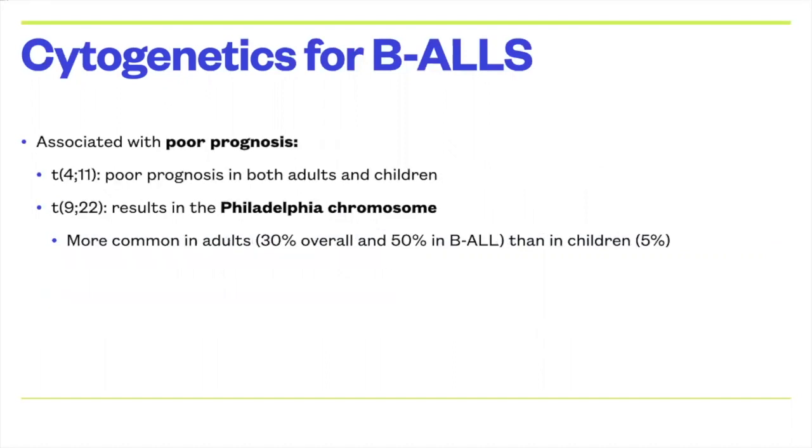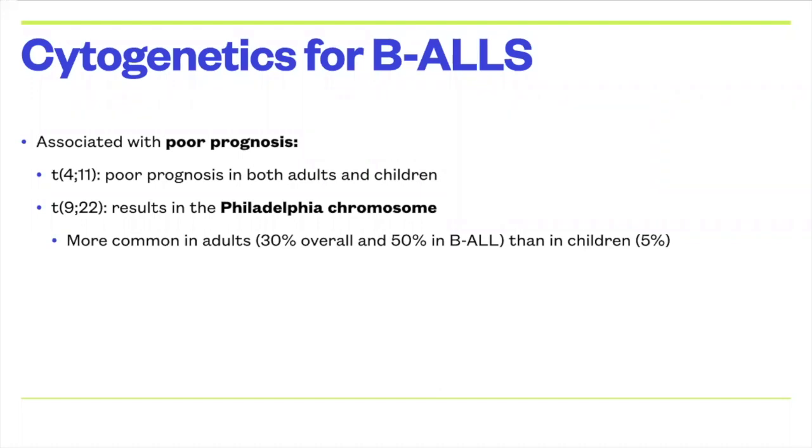Now, associated with poor prognosis, we have translocation 4;11. This is a poor prognosis in both adults and children. Another translocation which you've probably heard of before is translocation 9;22. This will result in the formation of the Philadelphia chromosome.